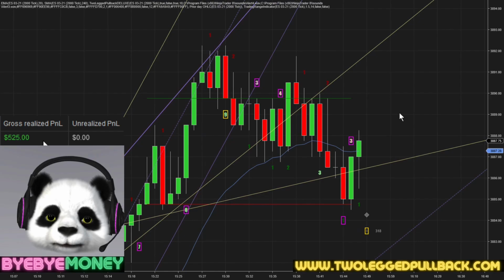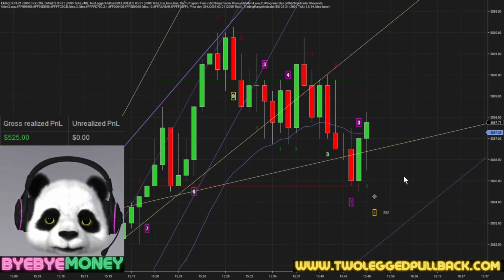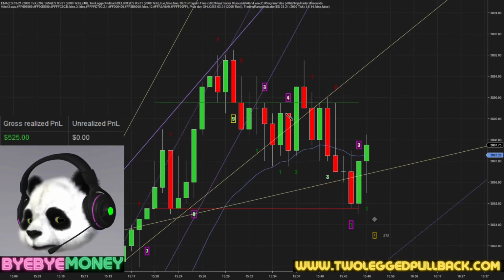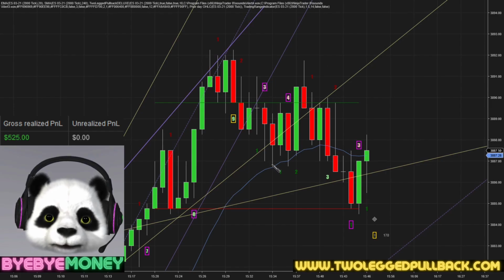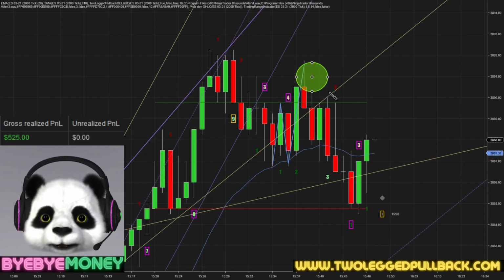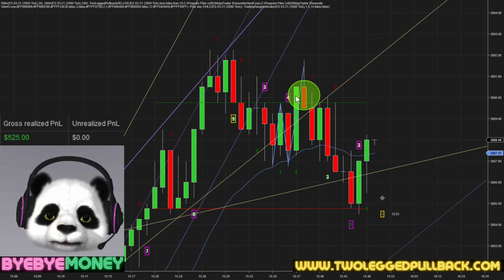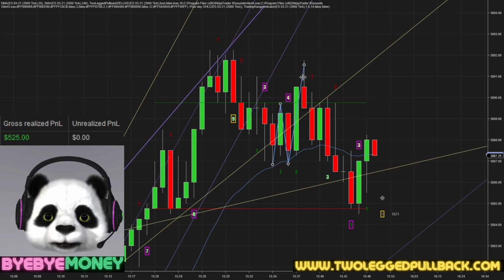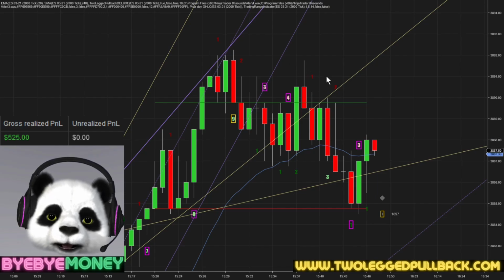I guess while we are waiting for the next setup, this is a two-legged pullback. How? A, B, C. And you have a good signal bar, which is a good two-legged pullback. That's what we have right here. That's why I entered short there. A, B, C. But also with the two-legged pullback indicator, you can just see with the dark red one that it is a second entry.